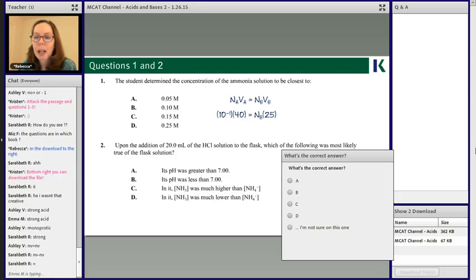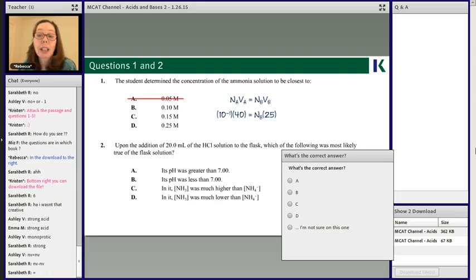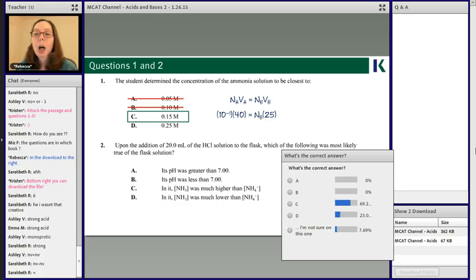We plug our numbers in and we rearrange, and notice that since our acid is 40 and our base is 25 milliliters, the normality of the base has to be higher than the normality of our acid. Has to be. When we do our math, we're going to get 0.15. Remember, the inverse relationship can often help you make a shortcut.